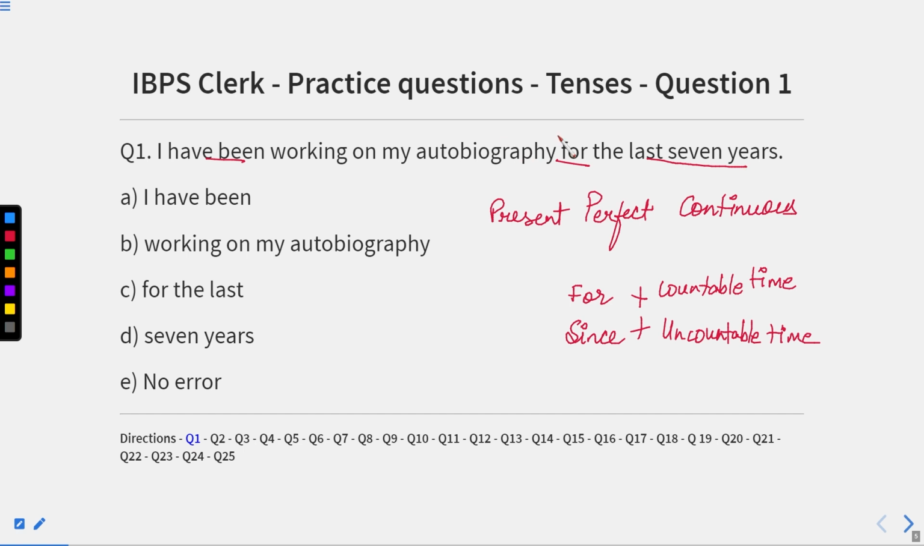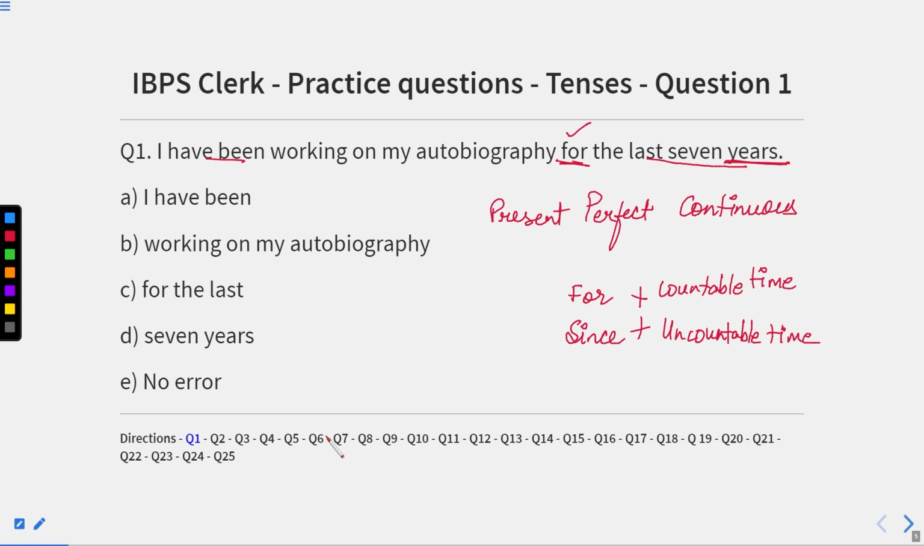And yes, of course it has units like years, so these are the units. And if it is the unit of the word 7, this time is countable, and with countable time we use for. Therefore this preposition for is absolutely correct over here. So the entire sentence is absolutely correct, because here the formation of the sentence should be in present perfect continuous, which it is, and the time duration should be preceded by the word for, which is also here. So the entire sentence is absolutely correct.